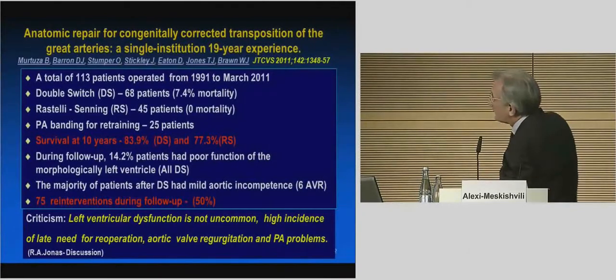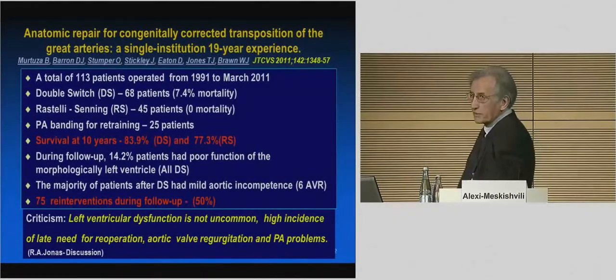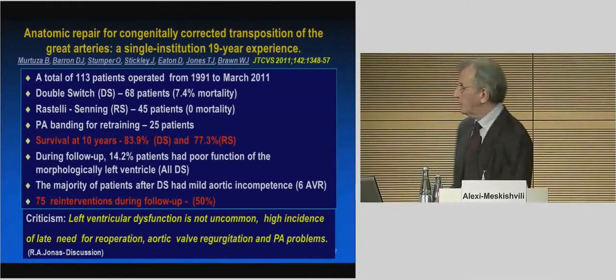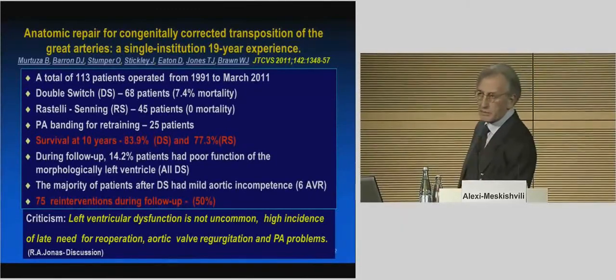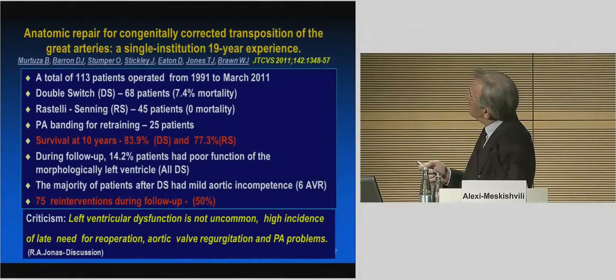This is the latest publication of double switch operation from Great Britain. From Brawn, you know, he's very successful with double switch operation. He performed many, almost 140 operations or 120 operations of double switch. And this experience was published in December, 1 month ago. You see, survival at 10 years is 82%, and 77% for the so-called Rastelli-type operation. It's almost similar to classical repair.